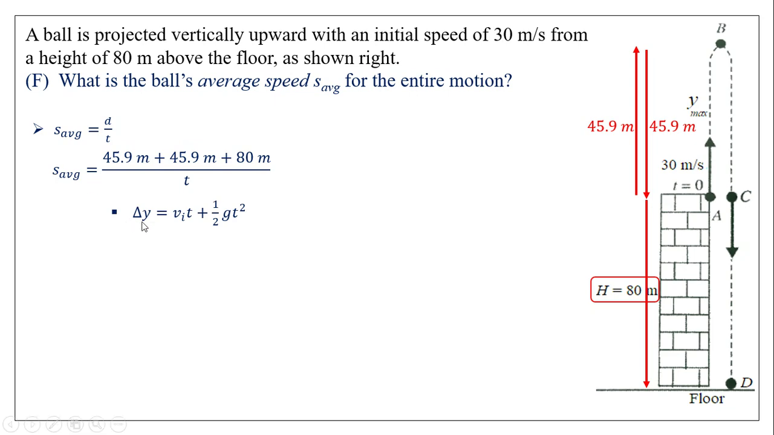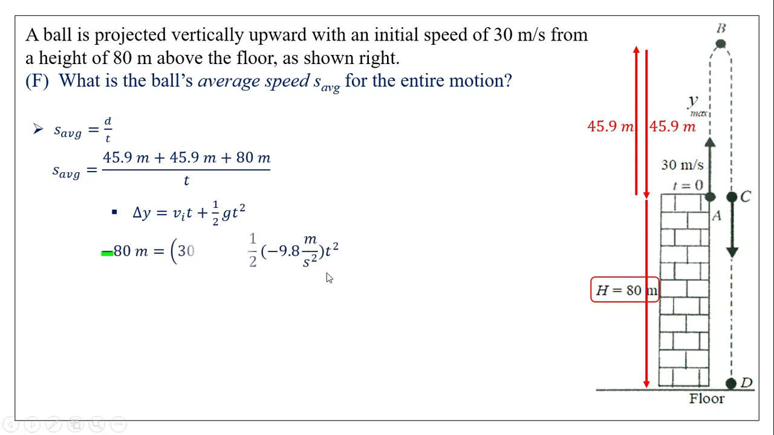To find time, I can just use my displacement. Delta y is equal to v_i t plus 1/2 g t squared. Here, I know that it started at the top of the building, traveled upward, and then fell all the way to the floor. But I want to remind you that delta y is independent of the path taken. All it cares about is where you started and where you ended. According to this diagram, it started at the top of the building and then fell down 80 meters. By the time this motion finishes, the object is 80 meters below where it started.